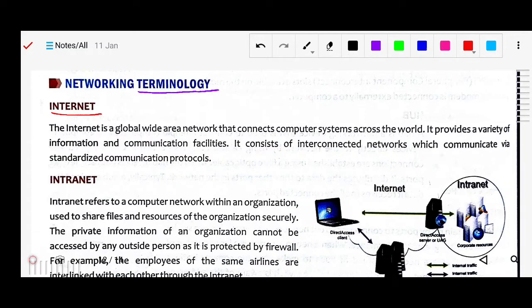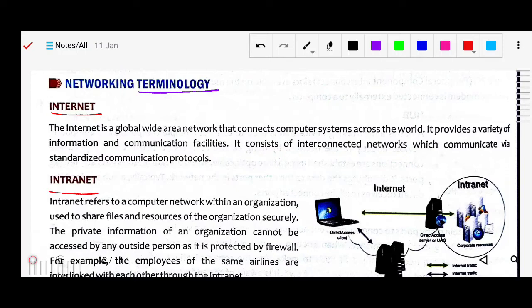Internet, as we know, is a wide area network. All the systems, all the devices are interconnected to it, and its range is quite wide, across the world, across the globe. It is connected. Okay, now the next part, which is the intranet.